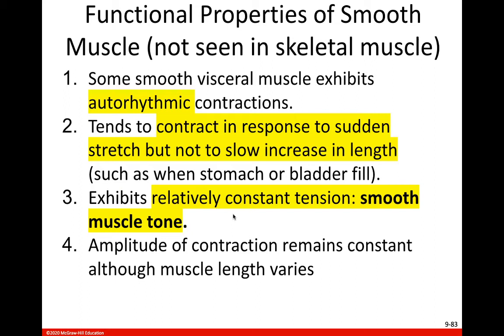Also, you have a relatively constant tension in your smooth muscle known as smooth muscle tone, which is different from what we call regular muscle tone in skeletal muscle. Again, in skeletal muscle, some of your motor units are always contracting, and that helps to keep your bones and muscles and tendons and things like that in the correct position to avoid damage to those. In smooth muscle, we have what we call smooth muscle tone, which is a relatively constant tension. So it's not some motor units always contracting even when the muscle is at rest, but just a relatively constant tension that's always there.